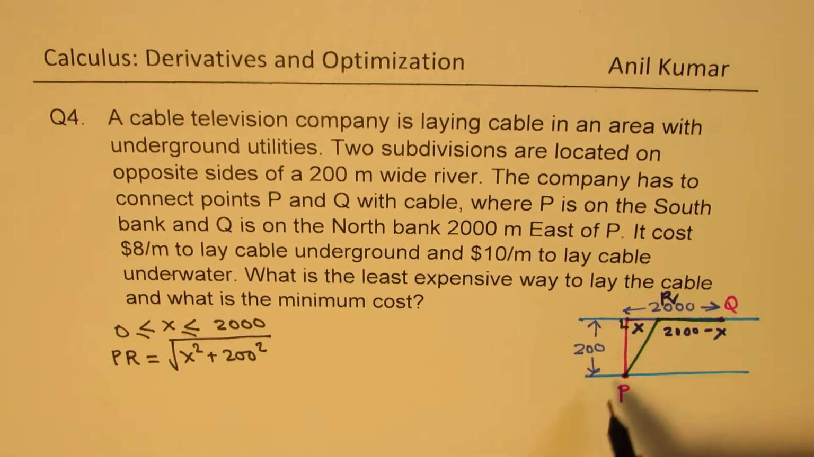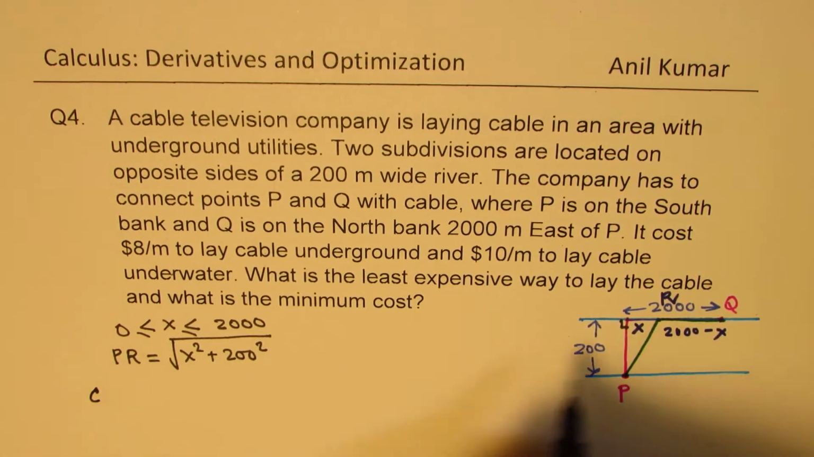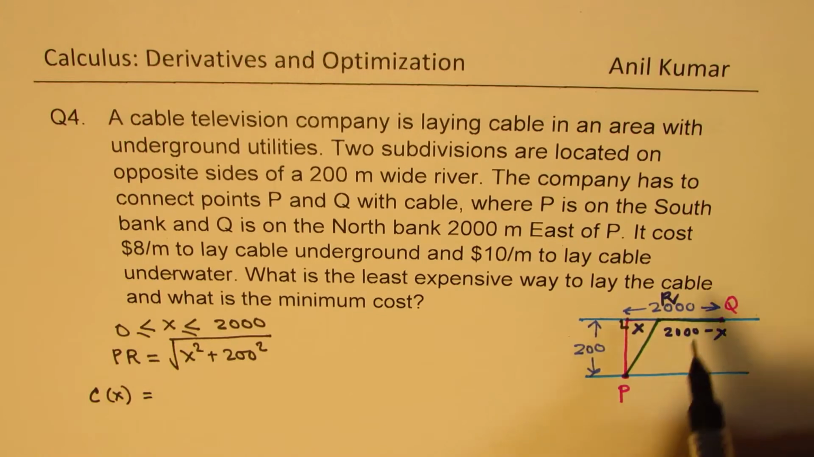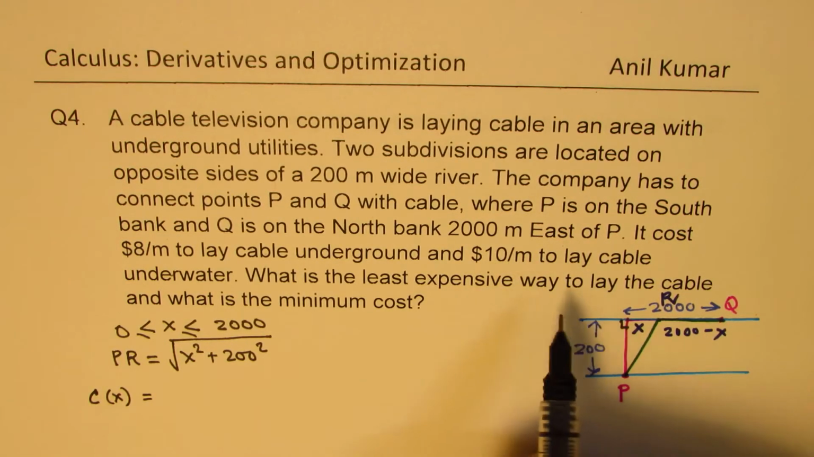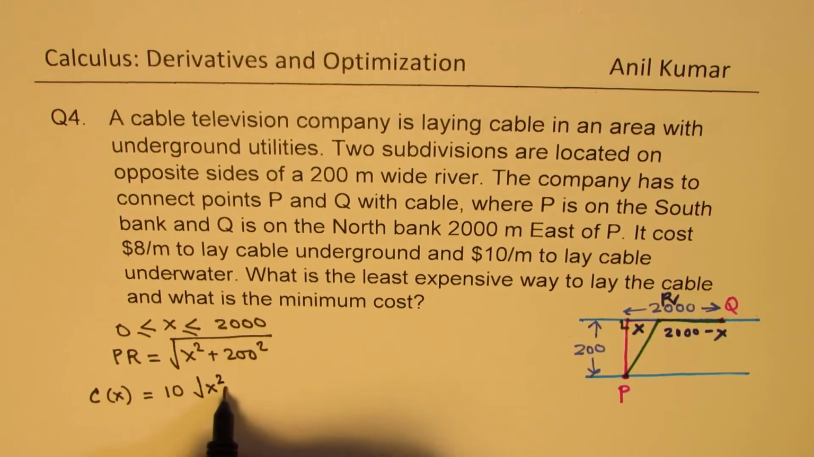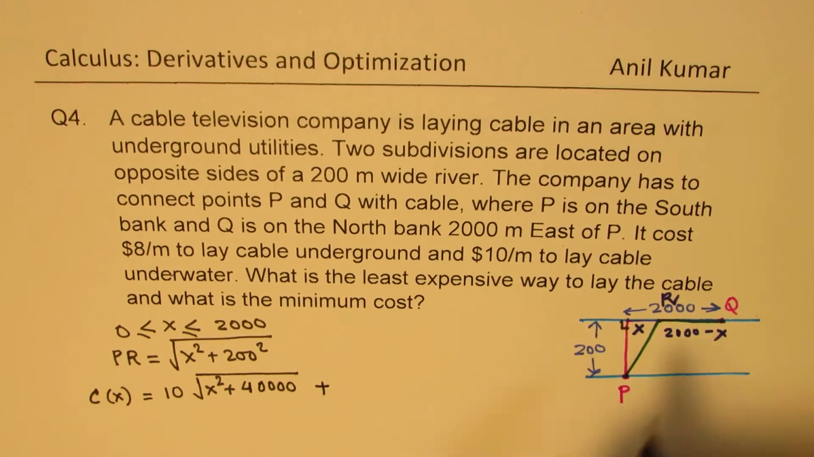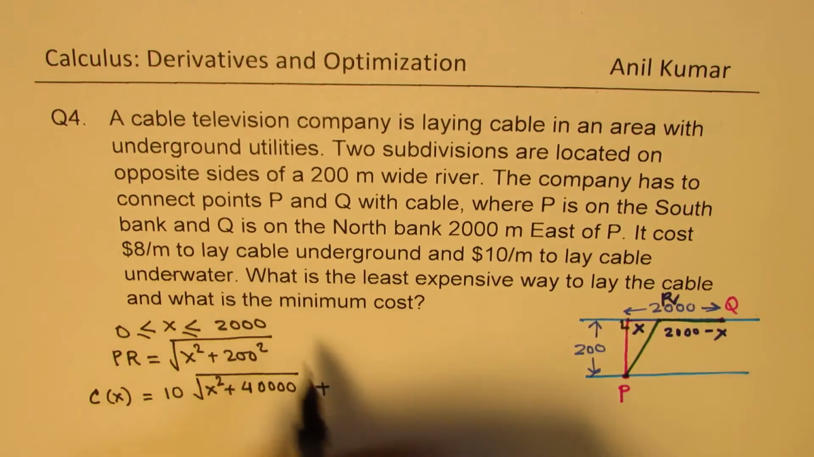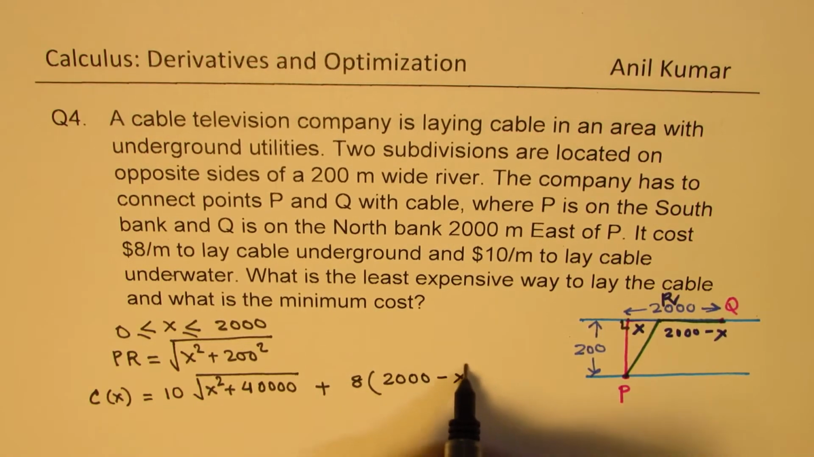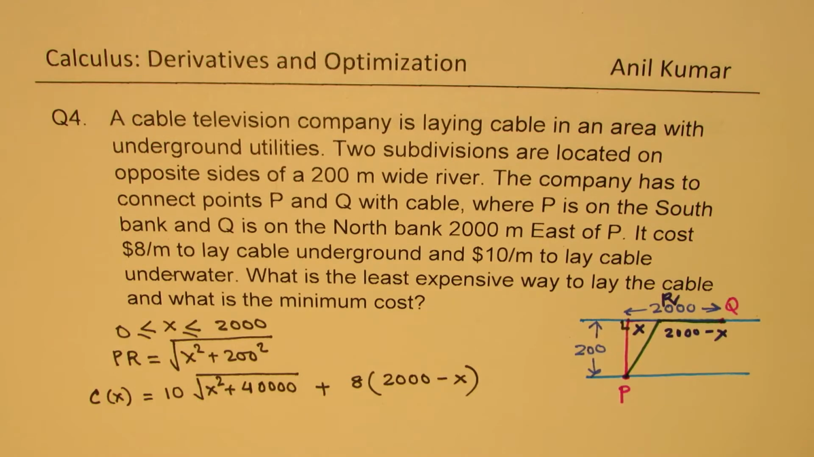Now, as far as the cost is concerned, we can write down the cost as a function of x. The cost underwater is $10 per meter, so it will be 10 times the distance, which is the square root of x squared plus 200 squared. Let me write four zeros. Plus this cost, which is 8 times (2000 minus x). Correct? So that becomes our cost function.